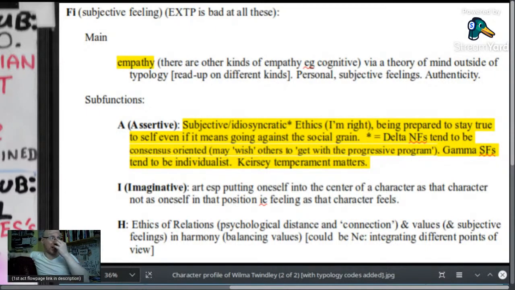Now, obviously, an ENTP who is interested in typology is going to be a bit more interested in psychology, so they may be atypical in that respect. And so the ENTP in typology is probably going to be less Fi polar than those ENTPs who don't know anything about typology.